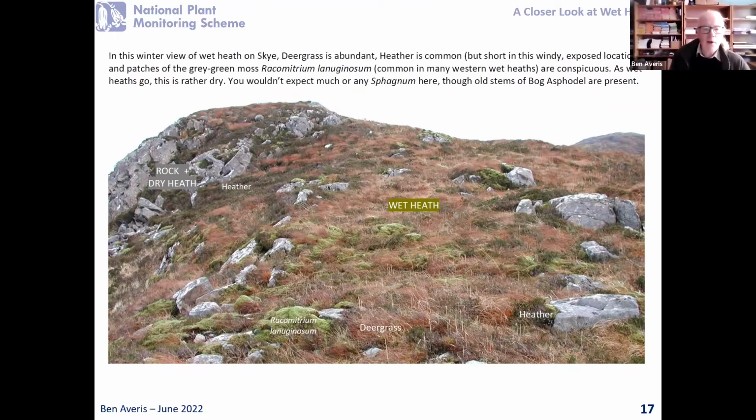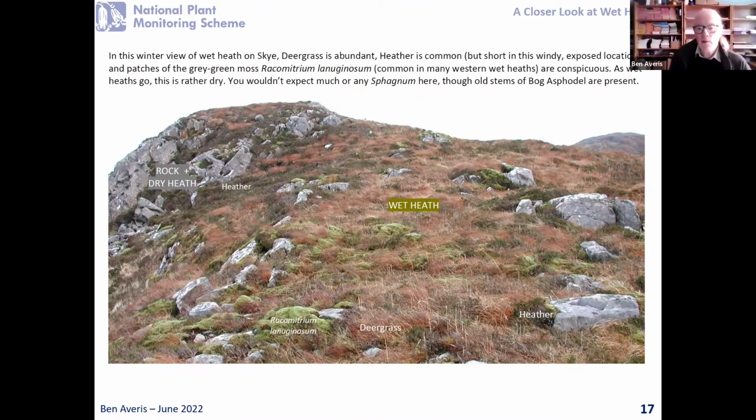That's wet heath in the back there on the left, where we lose the deergrass and it's just rocks and heather for the most part. But the rest of the picture, there's lots of deergrass giving that golden brown colour. And so that's wet heath, even though the peat's pretty shallow, not really that wet. See, there's rocks in it. You know, it's a shallow and rather discontinuous cover of peat.